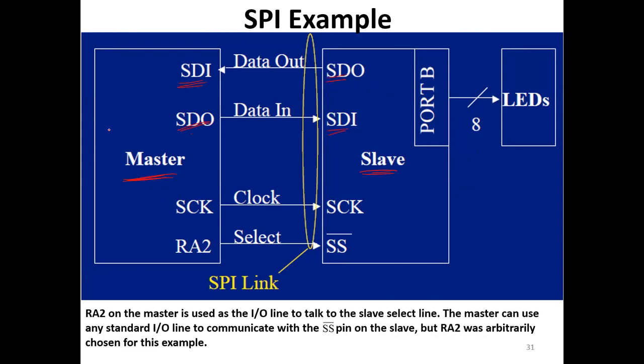Okay, so the master has a counter here. The counter will be incremented automatically. We have to read the value of the counter and send it using the SPI protocol. How to send it? We have just to read the value from the counter and move it to the SSP buffer.